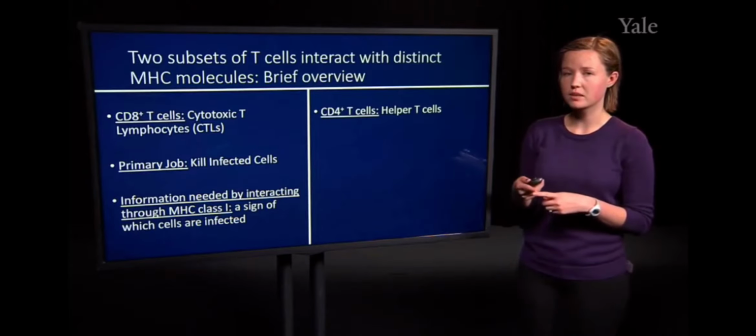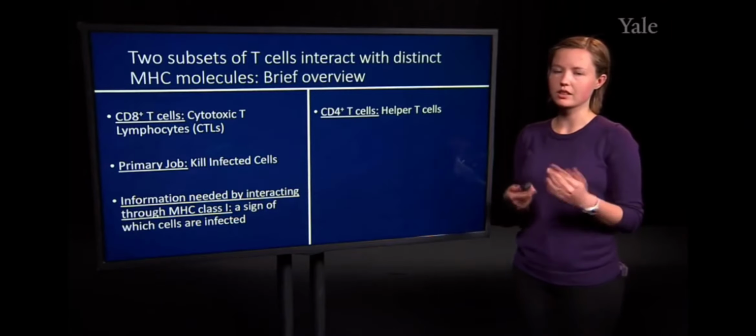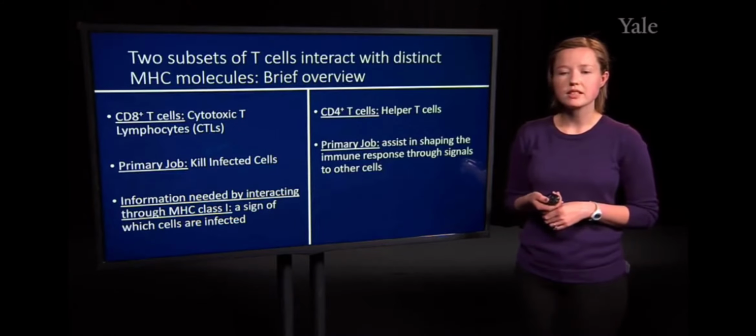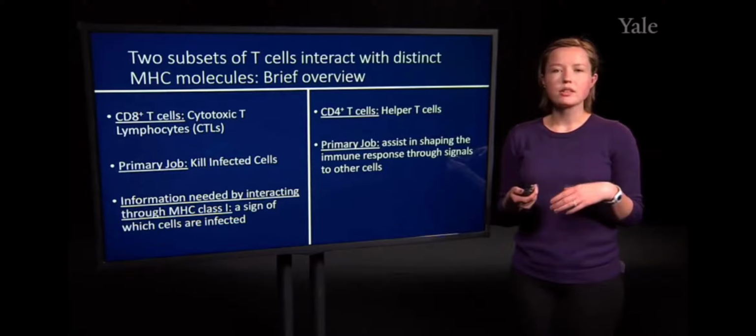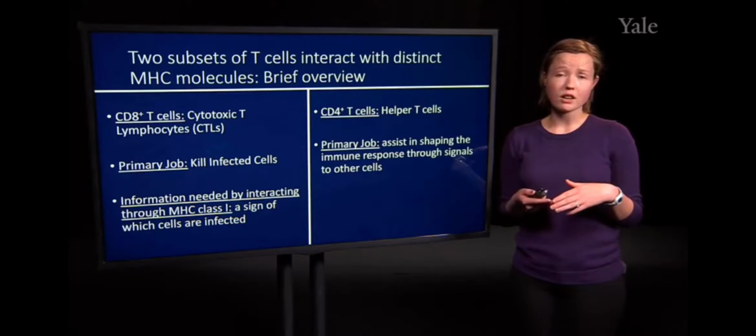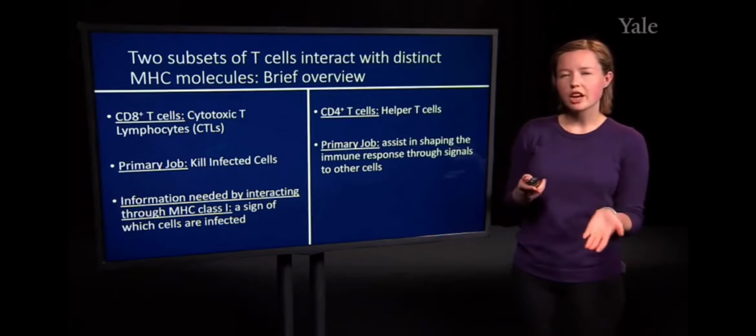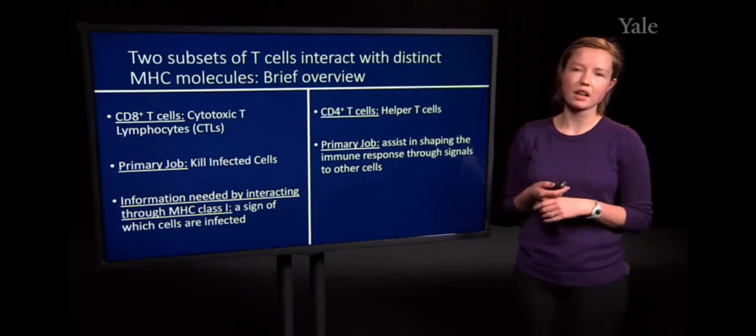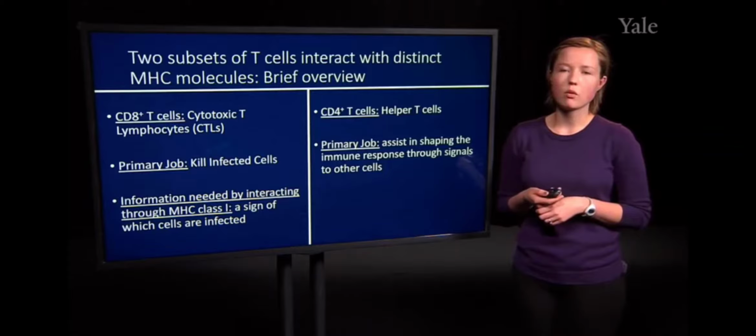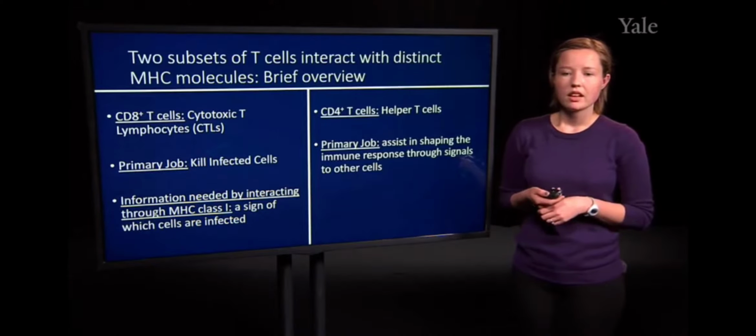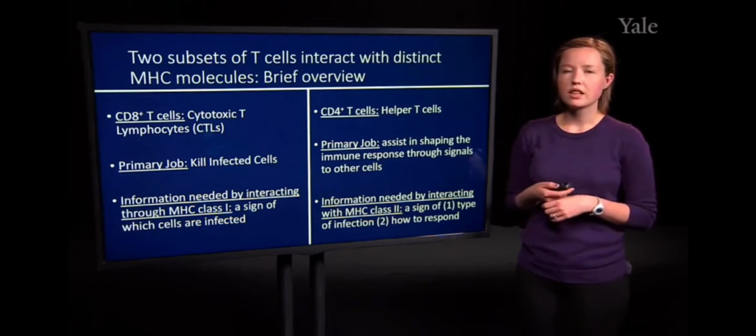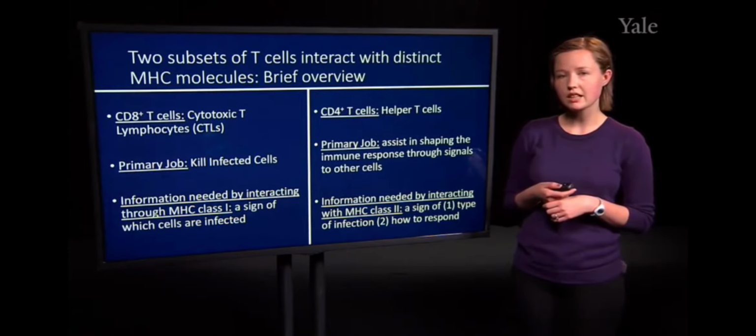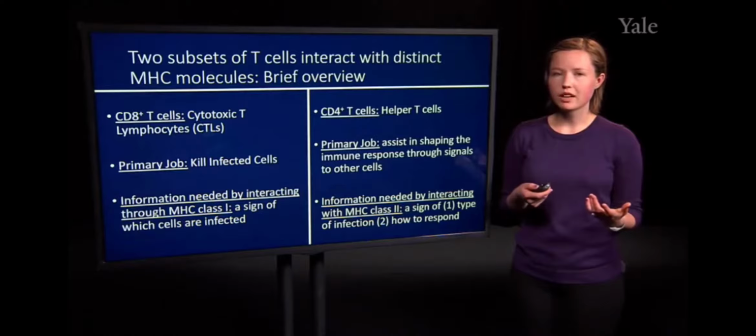if viral peptides are presented on MHC Class 1. Then when we look at our helper T cells, ultimately, their job is to assist in an immune response. Here, they're generally shaping the immune response to fit the particular pathogen that the organism is infected with. And so here, information that needs to be conveyed by MHC Class 2 to the CD4 T cell is the type of infection and how best to respond.